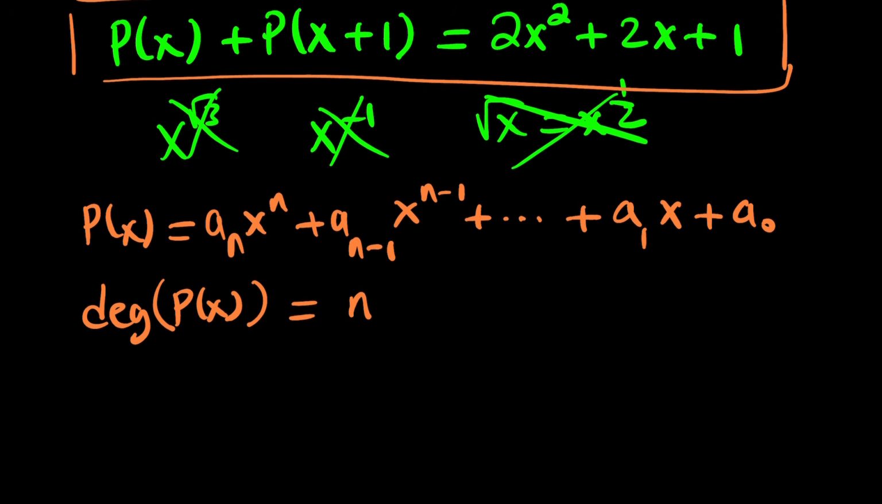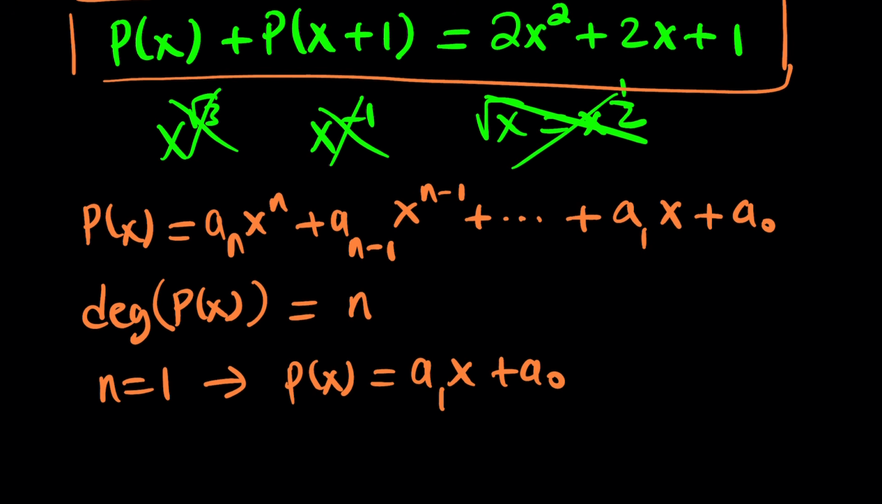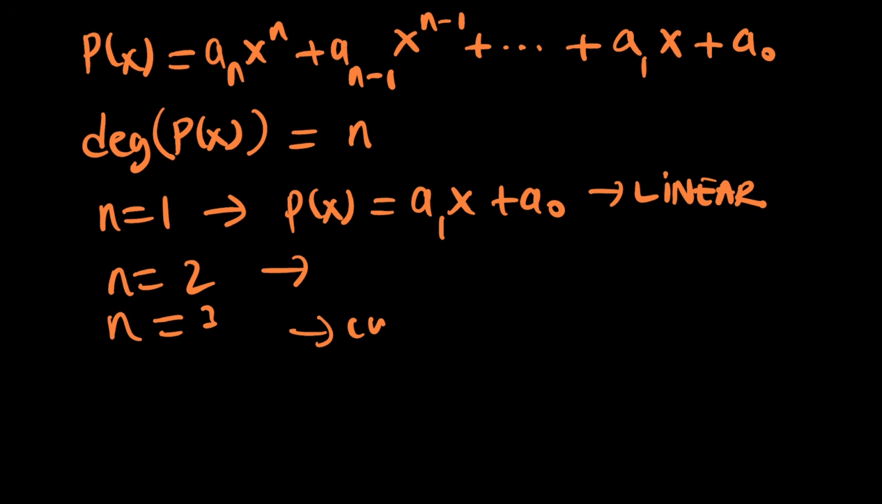Of course, if the degree is n equals 1, then you have something like this: p of x equals a1x plus a0, which means this is a linear polynomial. It's linear because of the highest power of x. What happens if n is equal to 2? You get a quadratic. n equals 3, you get a cubic, and so on and so forth.